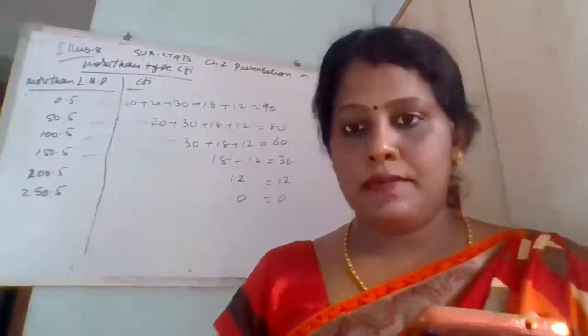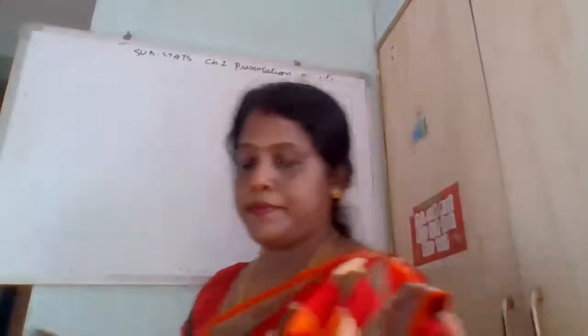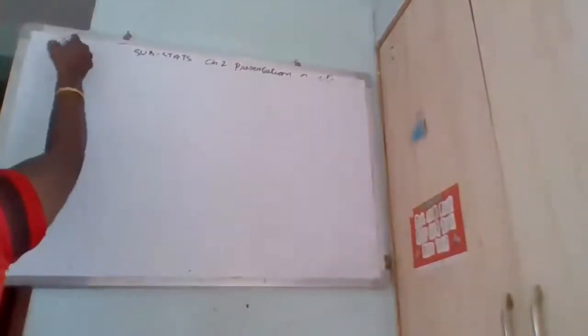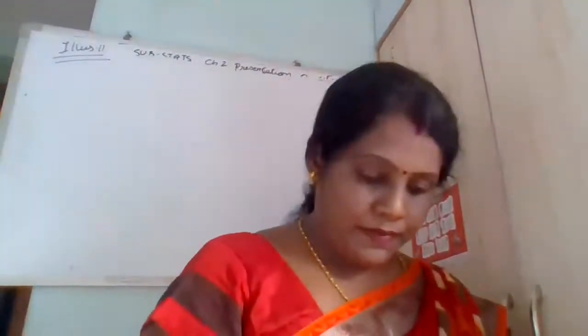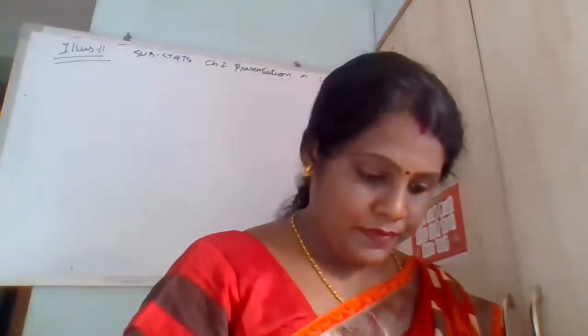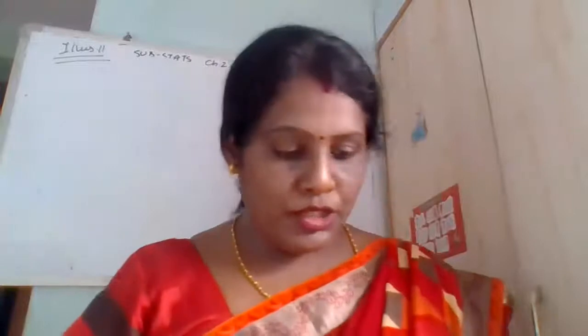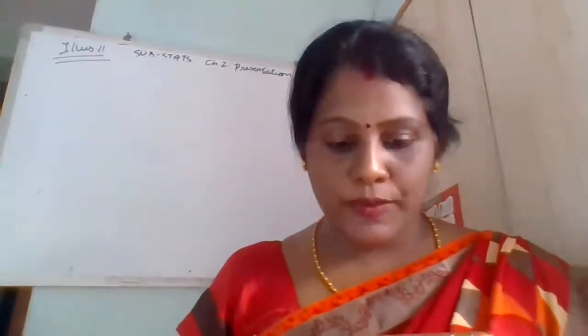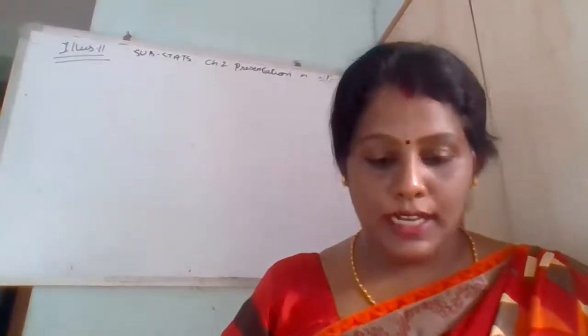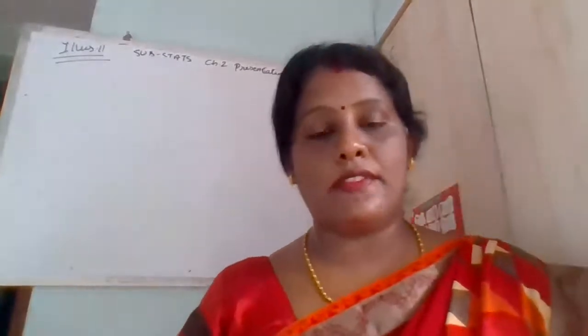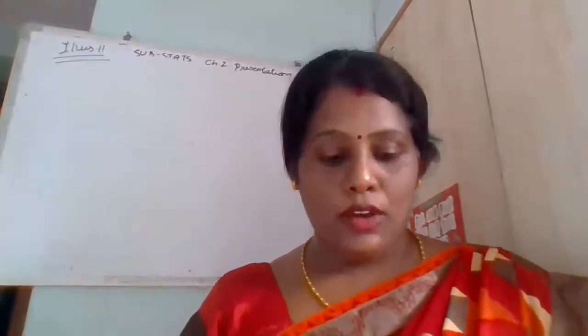Now illustration number 11. Your question is: information regarding the ages of 250 drivers of a transport company is as under. Obtain a continuous frequency distribution of equal class length from it. Here it is already given in the question that the class length is equal. Now, what is given that you have to write? Mid value is given and frequency is given.